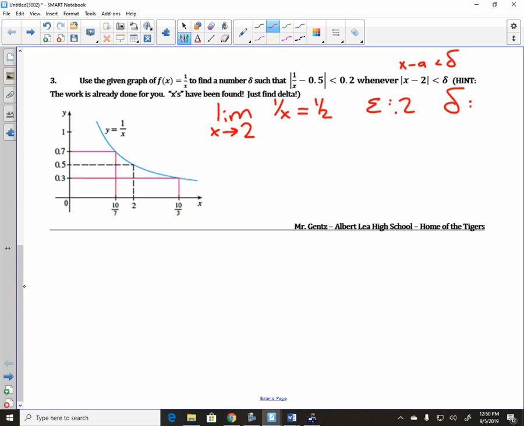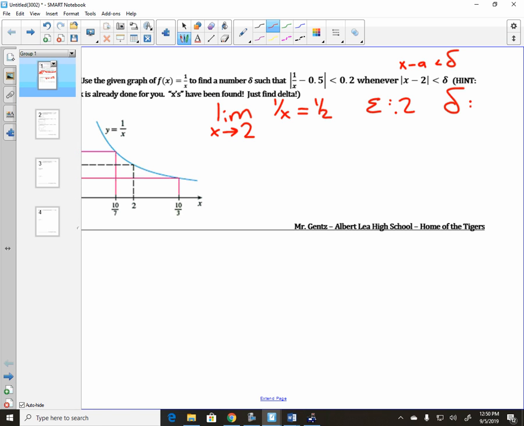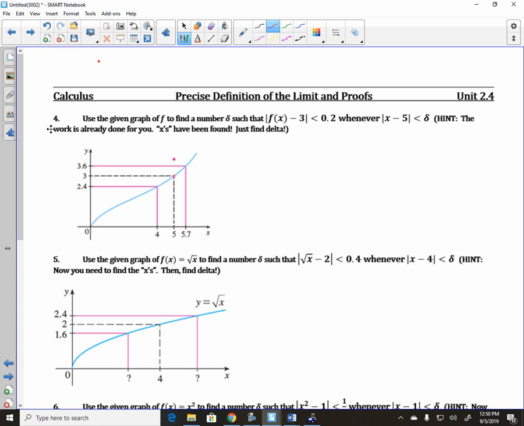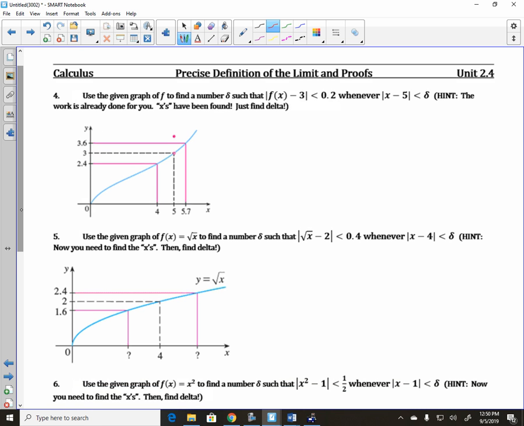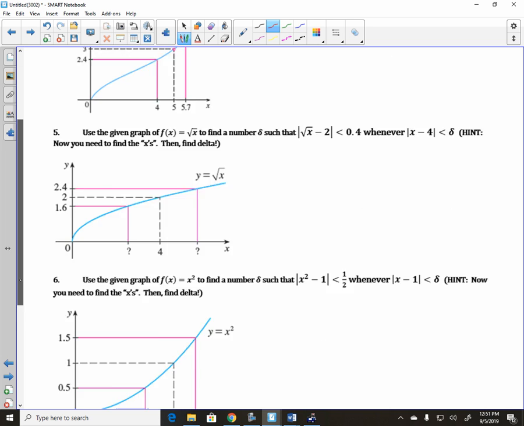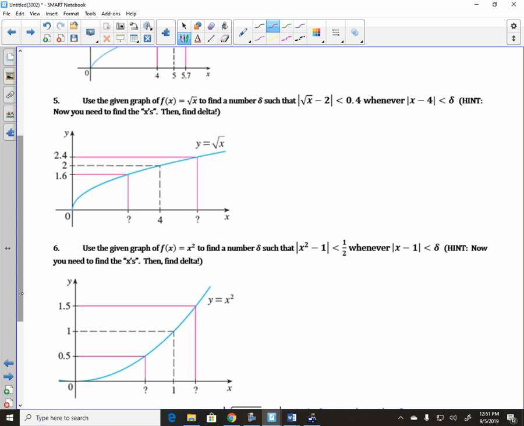Folks, look at what they've done for you. You would set 1 over x equal to 0.7, right? Did they already find that value for you? You just have to go about and use the information here to find delta. Could you do that? Yes. Look at number 4. Now that you've seen the previous one for number 5, could you do number 4? Yeah. Last one. Look at number 5, and then I'll let you go.